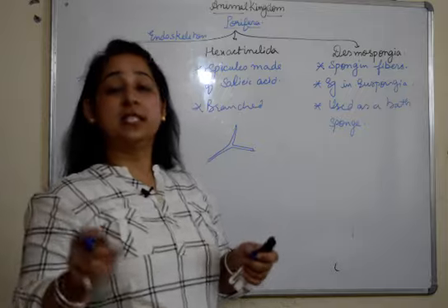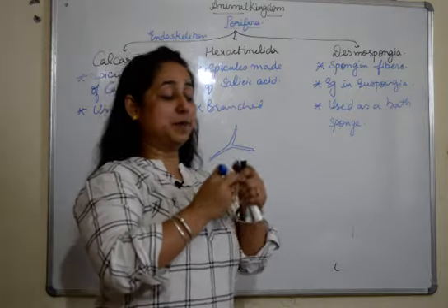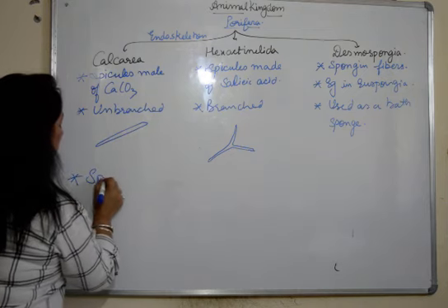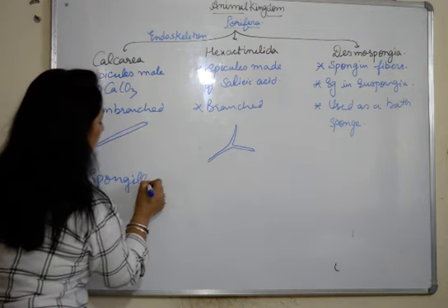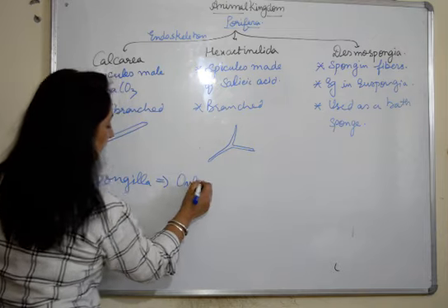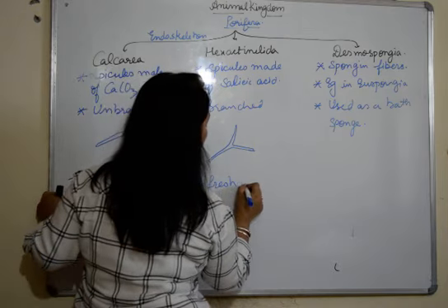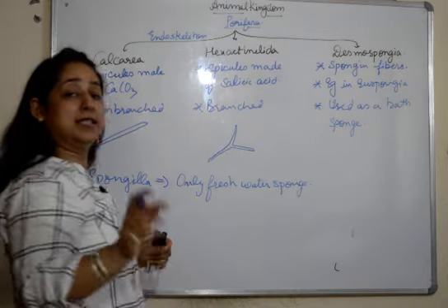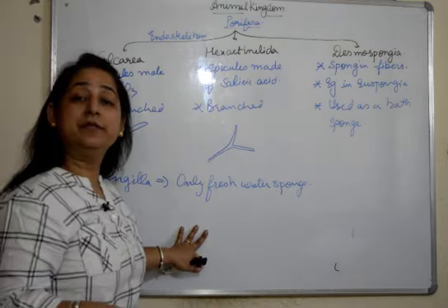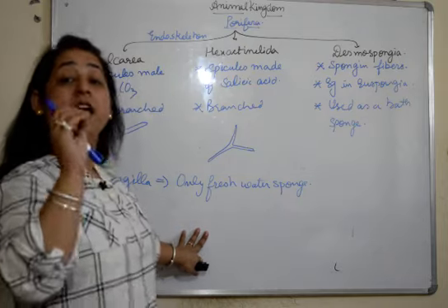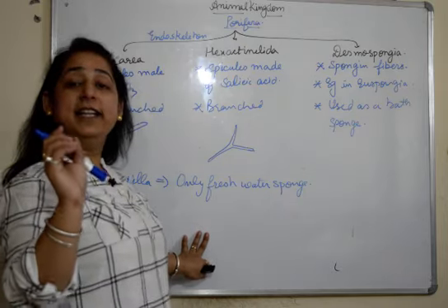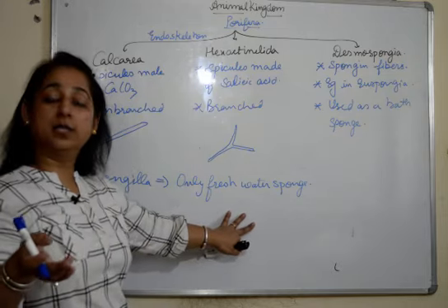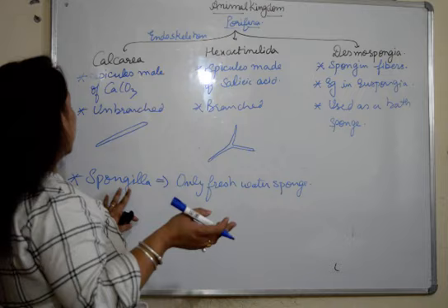so it can be used as a bath sponge. Then one of the special sponges is Spongilla, which is the only freshwater sponge. Otherwise all the other sponges are seawater sponges. Spongilla is a freshwater sponge, and it has endogenous budding, which occurs in this type of sponge or poriferan, that is Spongilla.